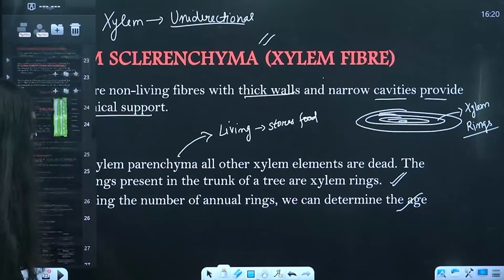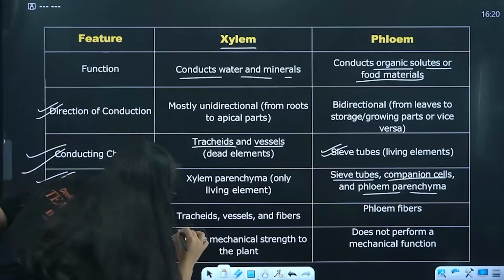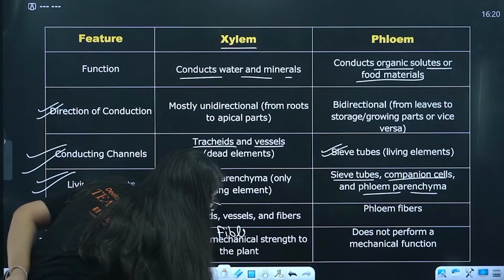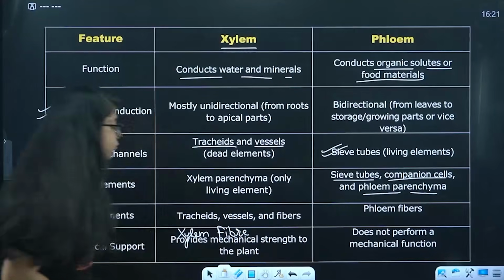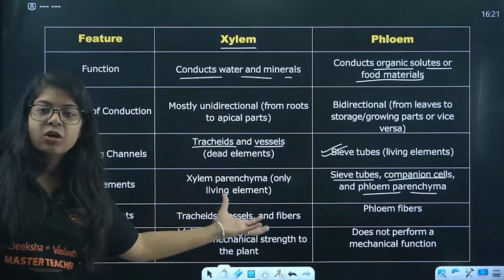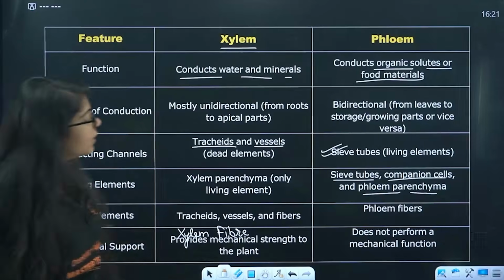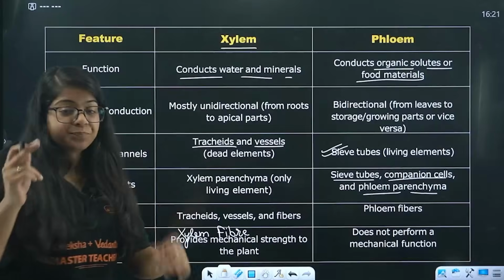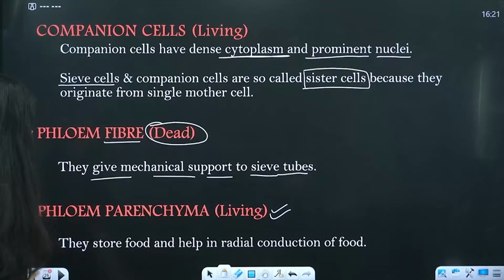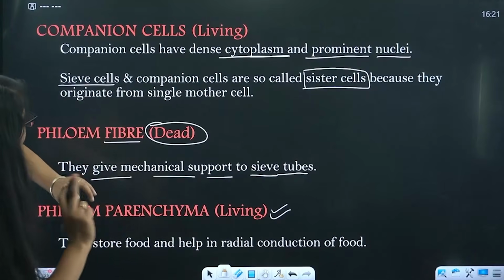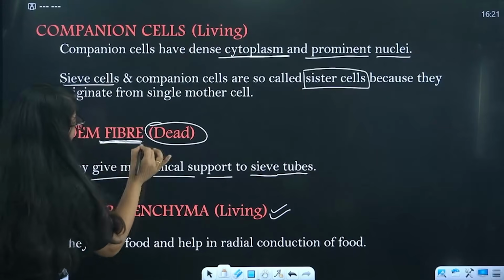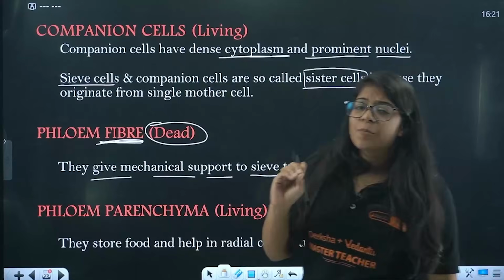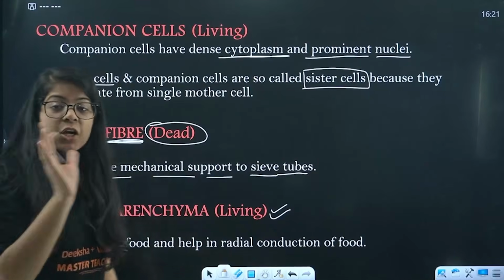So what provides mechanical support? Xylem fiber. I'll write here, xylem fiber provides mechanical support to the plant. On the phloem side, it does not perform a mechanical function, but these tubes, where is it? Yes, this phloem fiber which is dead, it provides mechanical support, but to the sieve tubes, not to the plant.